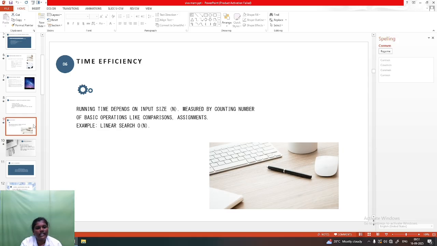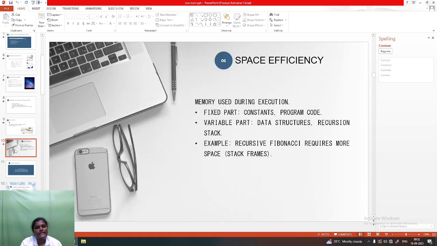based on the input size n, measured by counting the number of basic operations like comparisons and assignments, for example linear search. The next one is space efficiency. Memory used during execution: the fixed part, which includes the program code, and the variable part, which includes data structures and the recursive stack. Example: recursive algorithms require space for stack frames.